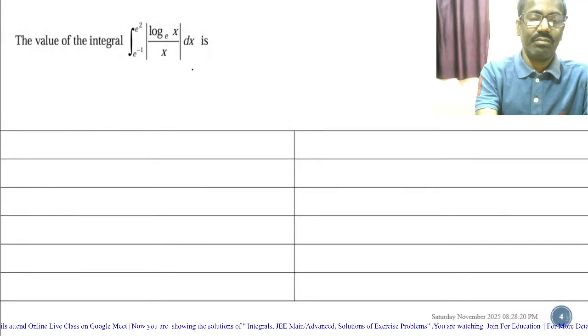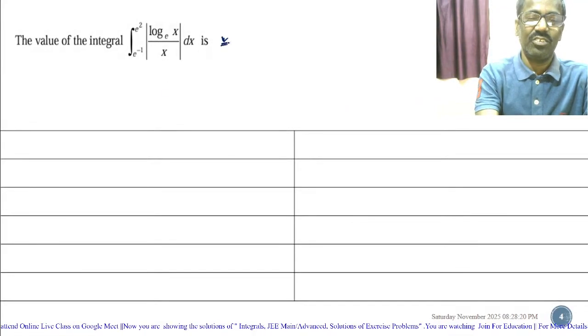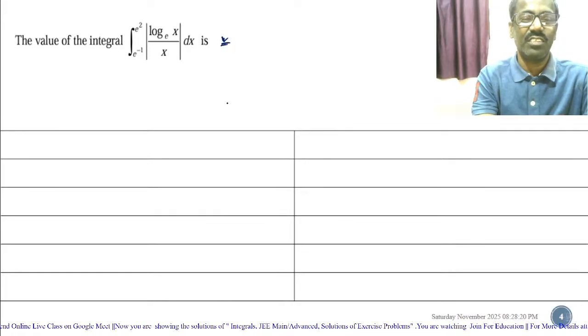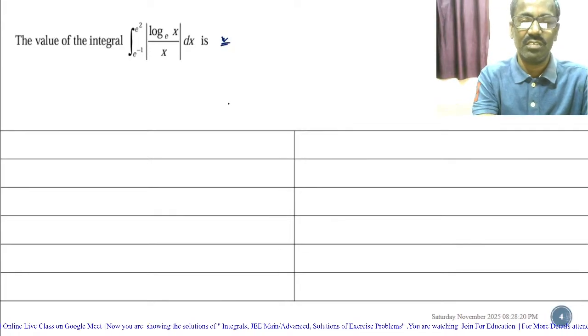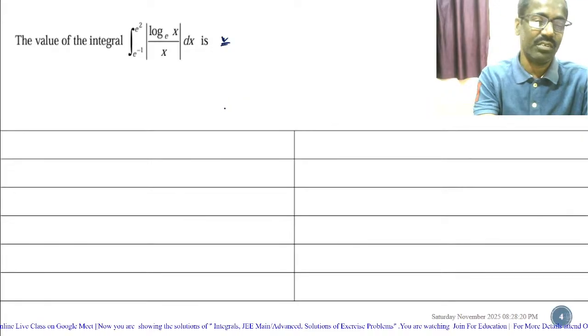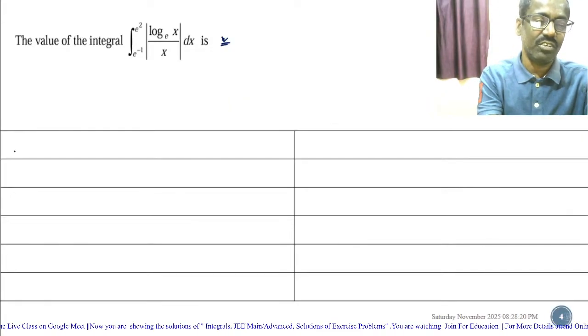This is the next question. This is also a tricky question and this is a very easy question. The standard of the question is JEE Main or Advanced. So let's see the solution of this question.